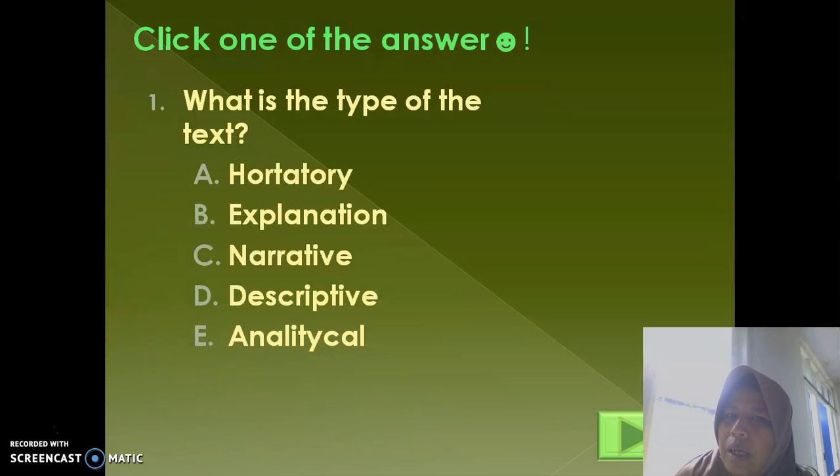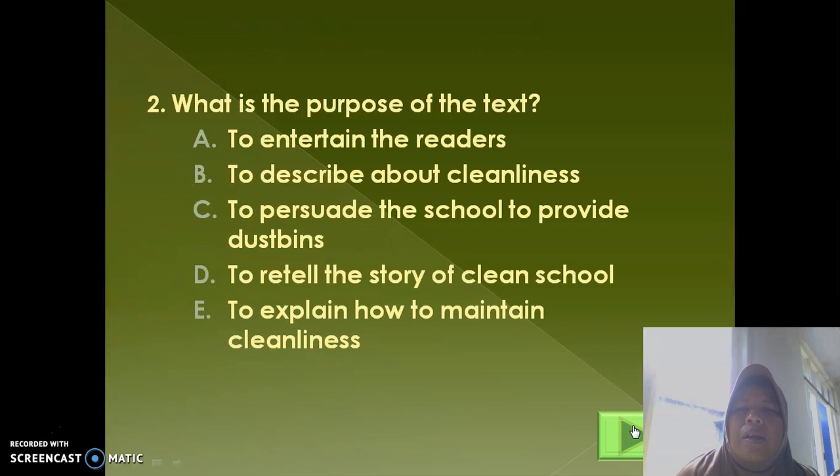Okay, what is the type of the text? Yes, it is hortatory. Okay. So what is the purpose of the text? Okay. To persuade the school to provide dustbins. Yes. Okay.